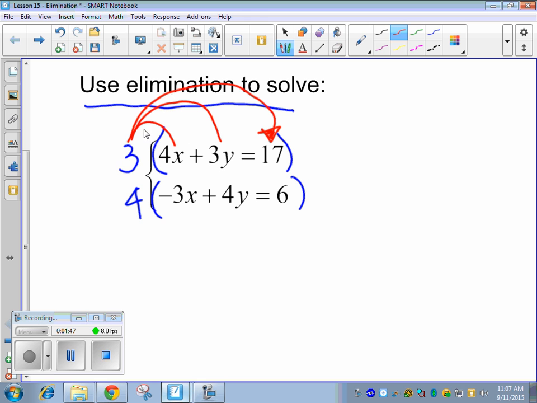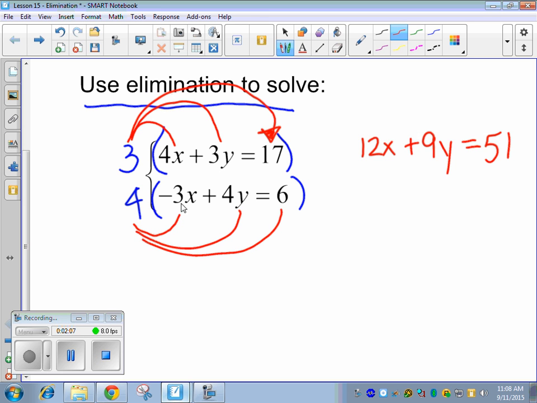Every single term, okay? So 3 times 4x is? Good. 3 times 3y is? Good. And 3 times 17 is? Good. All right. Now the bottom equation, again, this 4 is going to multiply to every term. So 4 times negative 3x is? Negative 12x. And 4 times 4y is? Good. Plus 16y.